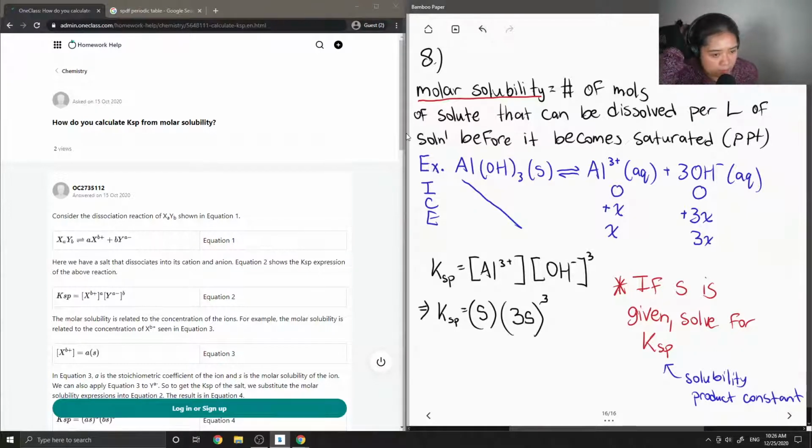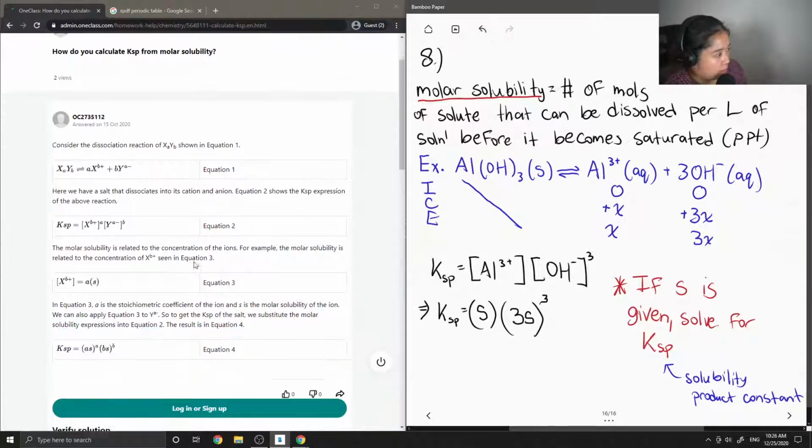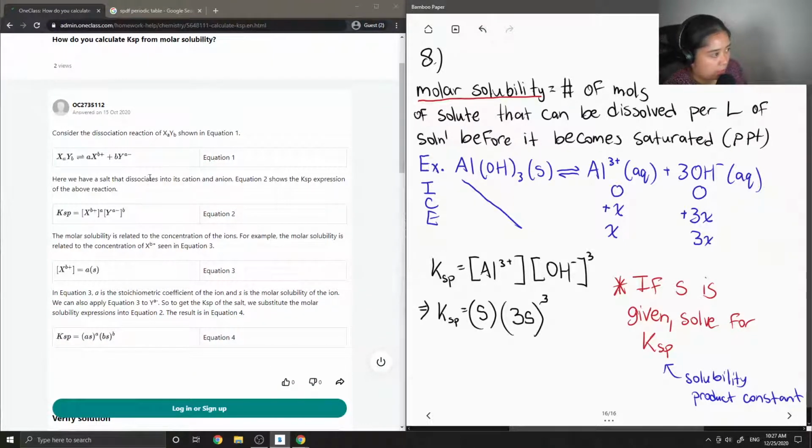Okay, so let's see what the junior tutor said. To consider the dissociation reaction of XAYB shown in equation 1. So here they have an example of a compound that has compound X and Y, and however many atoms are in the compound are denoted as A and B.